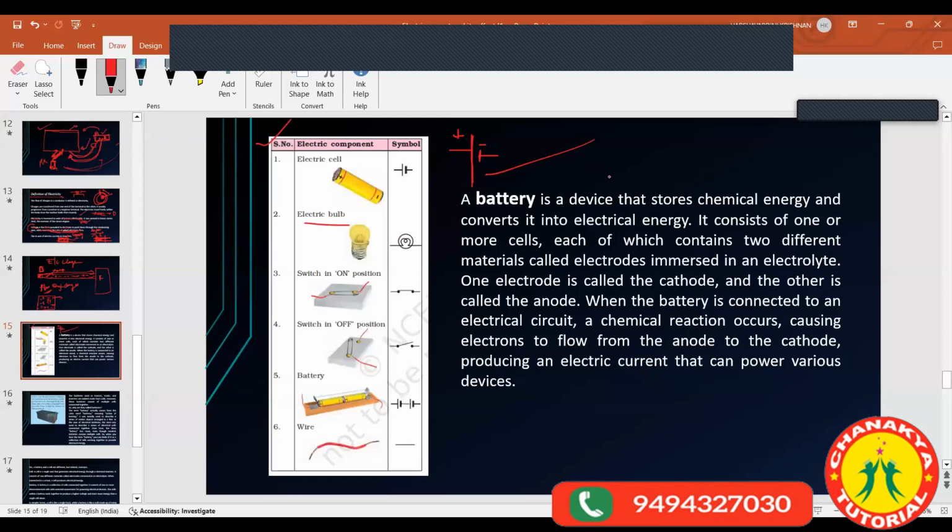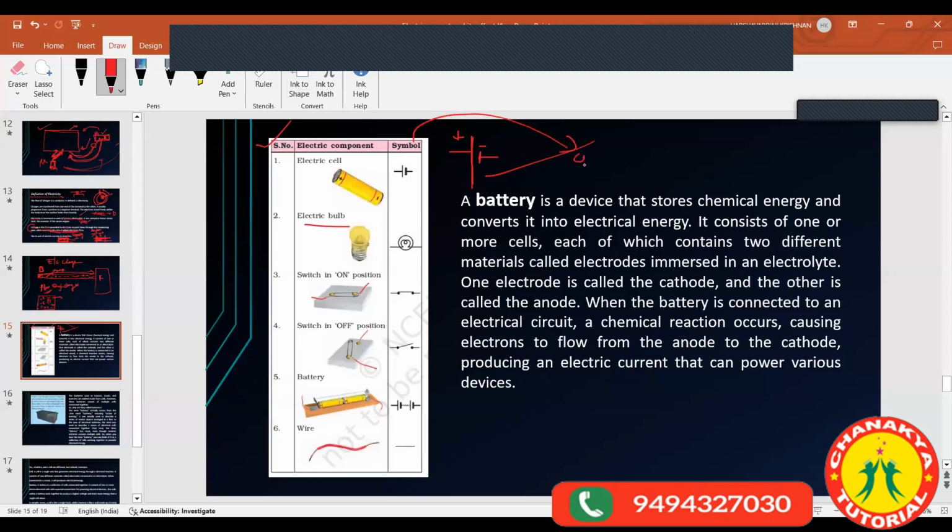And then comes the electric bulb. So in circuit diagrams, what are the symbols we will be using? For example, I have a simple circuit diagram with a bulb. In a circuit diagram, I have to draw the bulb like this. When I draw like this, it means that it is a bulb. And a switch. Ma'am, I have a doubt.